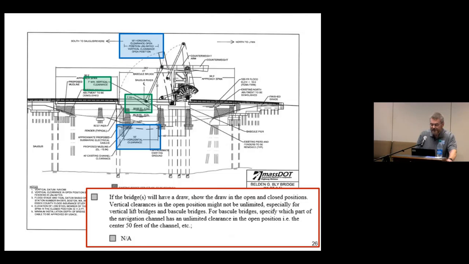On this plan sheet, you can see in blue that there is 50 feet of horizontal clearance available when the bascule leaf is in the open position, providing for unlimited vertical clearance. When the draw is closed, though, you'll see in the green boxes that the bridge allows for a 7-foot minimum vertical clearance near the pier, and then 7.75 feet in the channel at mean high water.